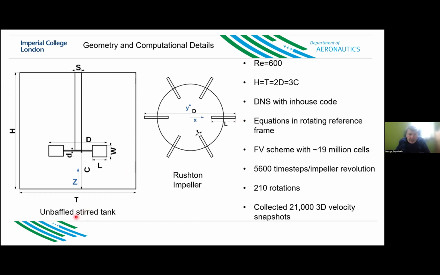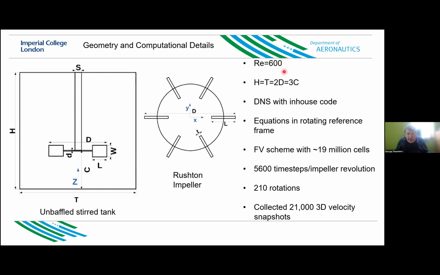Since the stirred tank is unbaffled, we are solving the equations in a rotating reference frame. So what you will see later on in terms of power spectra and the peaks of power spectra, the frequencies that we get for the peaks are referring to a rotating reference frame. If we want to convert back to a laboratory frame, then we have to do a simple transformation. We are using a DNS in-house code.